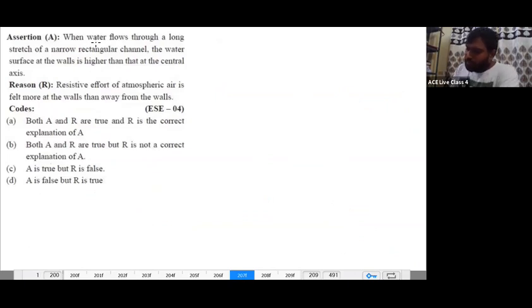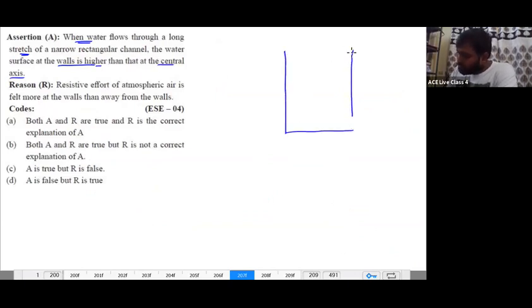When water flows through a long stretch of narrow rectangular channel, the water surface at the walls is higher than that at the central axis. You know, this is a water surface. When water flows, I told you the water surface at the walls is more than the water surface at the center. Yes or no? This is a wall and this is the center level. I hope you remember this.